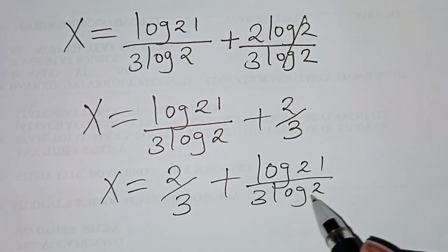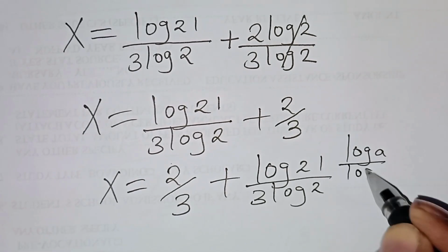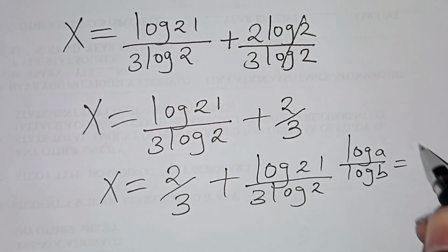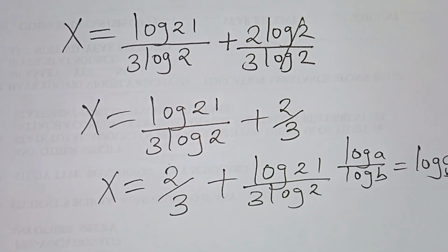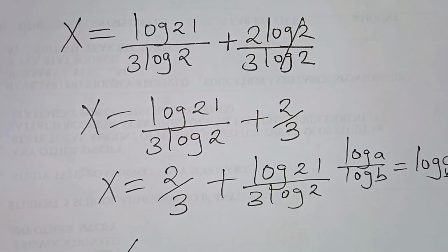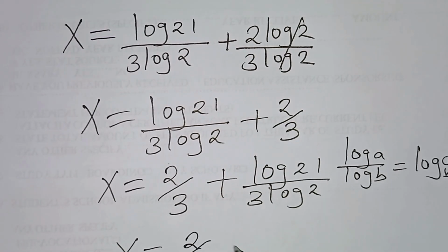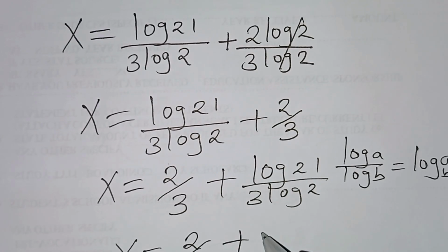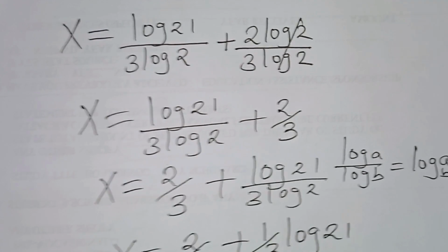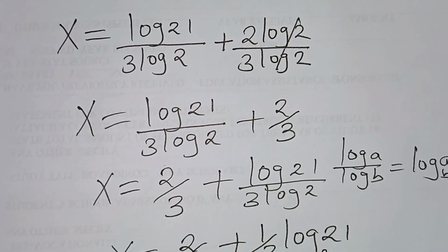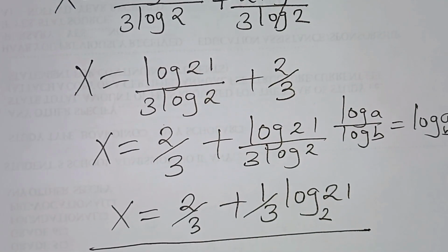Now log 21 divided by log 2 is in the form of log a divided by log b, which we can express as log a to base b. So applying this property, we'll have x equal to 2 over 3 plus 1 over 3 log 21 to base 2. So this is the value of x.